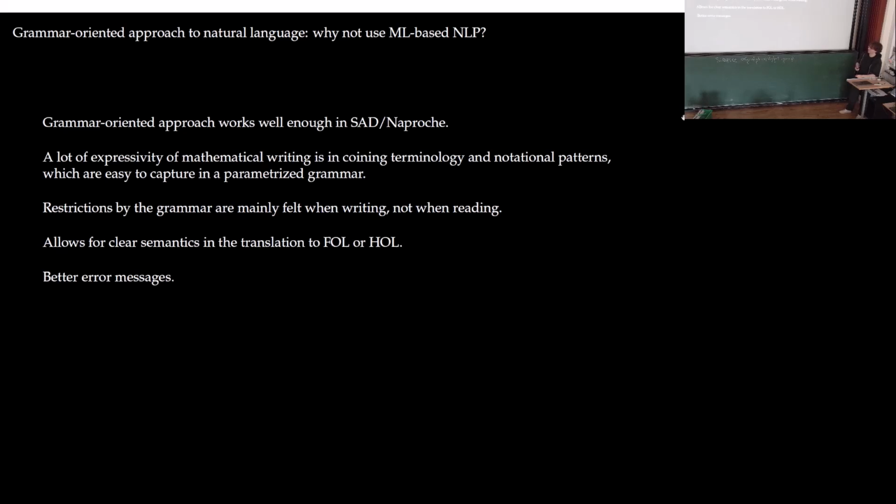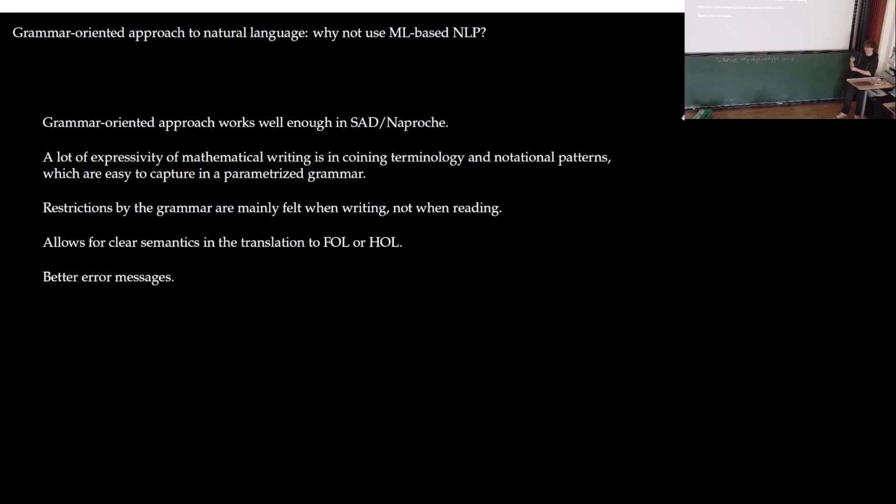And right, so this is very briefly justifying why we even do this controlled language thing and not just use machine learning and things like that. So the pragmatic reason is it works well enough for us, right? It works in SAD, it works in Naproche. Then the other thing is, as you saw with this dynamic thing, we can model this quite nicely with these patterns. And this is a lot of what we require to express things in mathematics in a way that is nice. And this is actually easy to model in this kind of formalism.